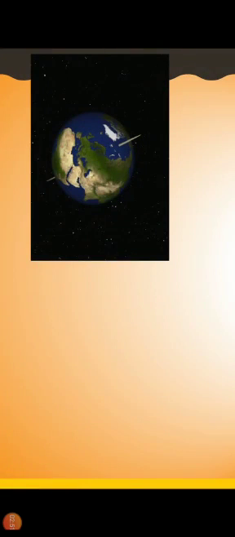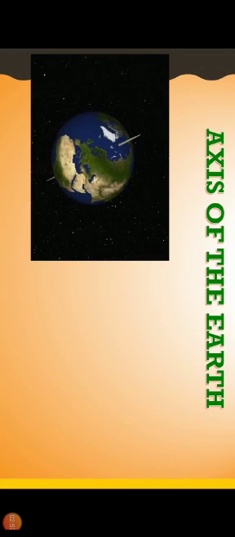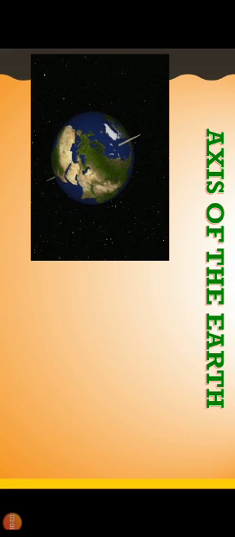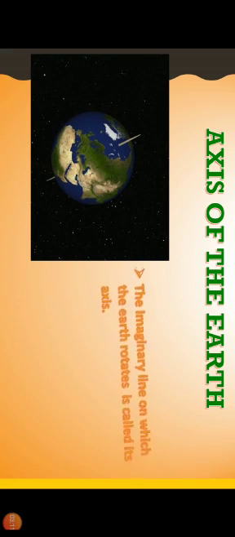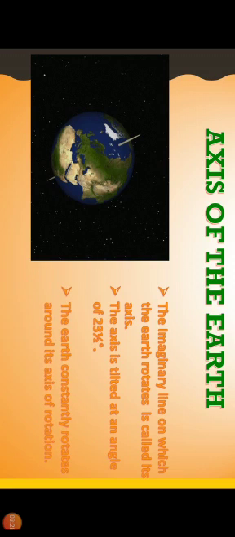Yes, this line is known as the axis of the earth. The earth rotates from west to east. When the earth rotates, it's not exactly upright. In fact, it is tilted at an angle of 23.5 degrees. There is an imaginary line on this tilted earth which is called axis. The axis is not straight. It is also tilted at an angle of 23.5 degrees to the vertical. The earth constantly rotates around it.